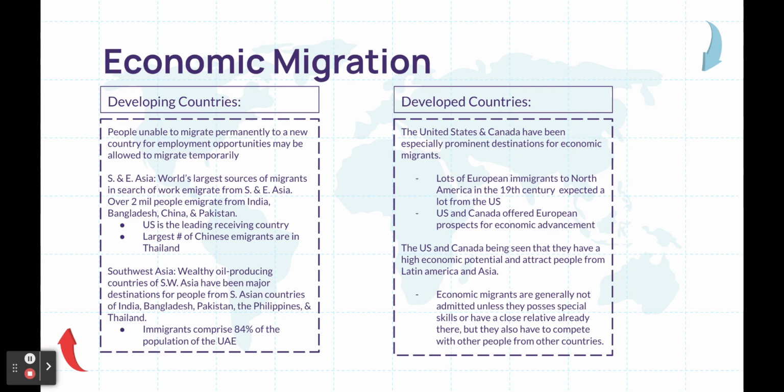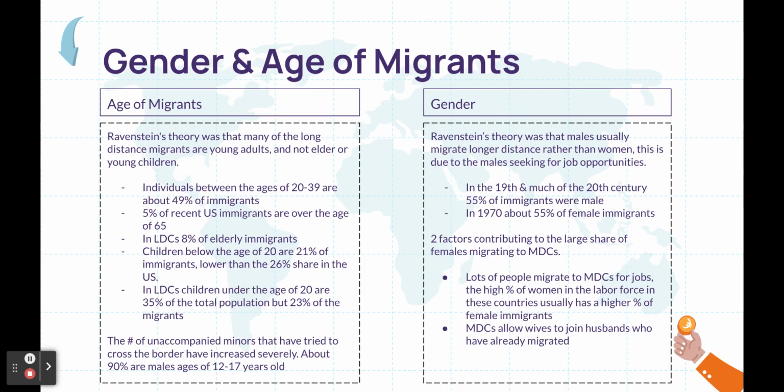Gender and age of migrants. Age of migrants, according to Ravenstein's theory: many of the long distance migrants are young adults and not elderly or young children. Individuals between 20 and 39 are about 49% of immigrants. 5% of recent US immigrants are over the age of 65.